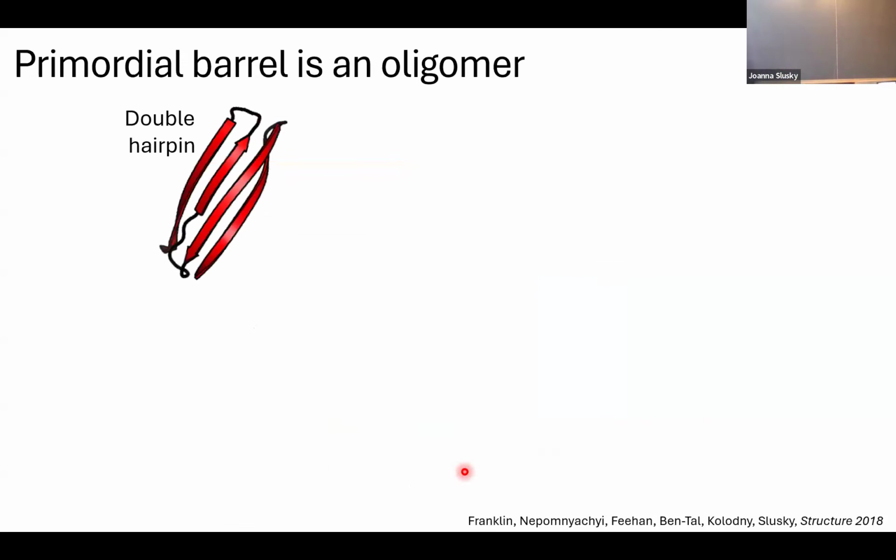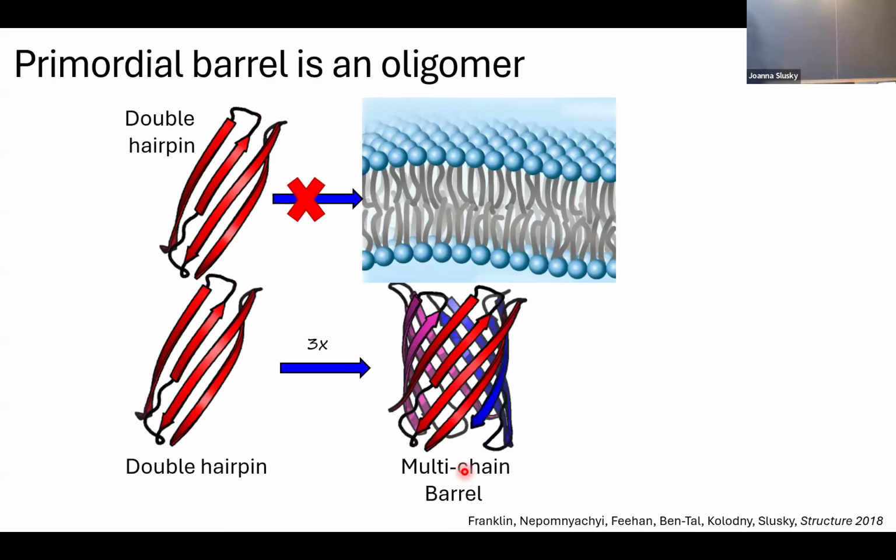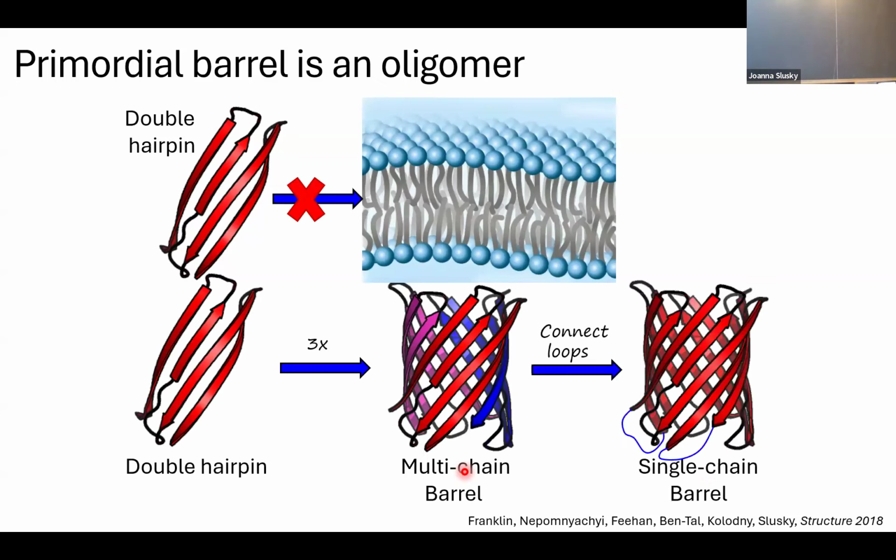In fact, we believe that the primordial barrel was likely an oligomer. This often happens for repeat proteins, where you have some unit that can't function on its own. I told you that we really need to satisfy the hydrogen bonds on the edge, so this unit would not be happy inserting into the membrane. But if it made an oligomer, some sort of multi-chain barrel, then it could. This is a 12-stranded barrel, and we got 3 of those. Then ultimately, maybe this was duplicated in such a way that these had loops between them, and it was one long chain, and that's how we got the first outer membrane barrel that was not an oligomer.